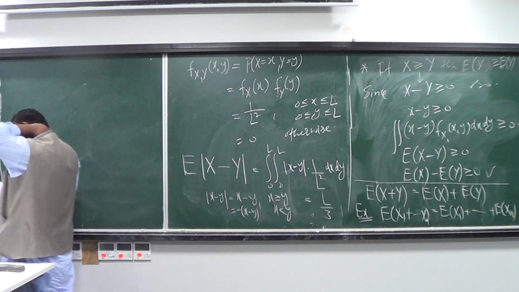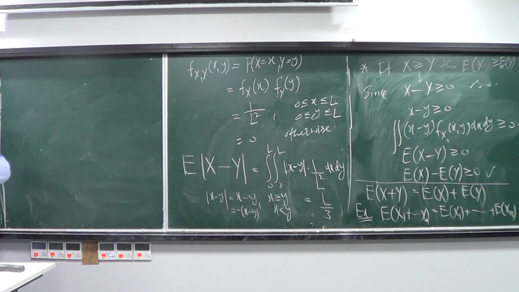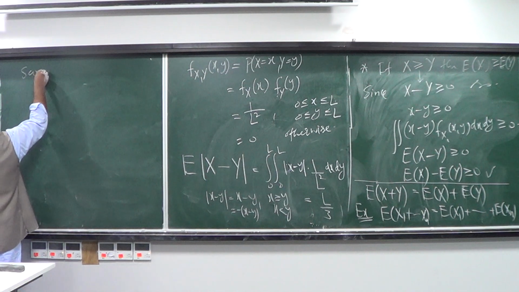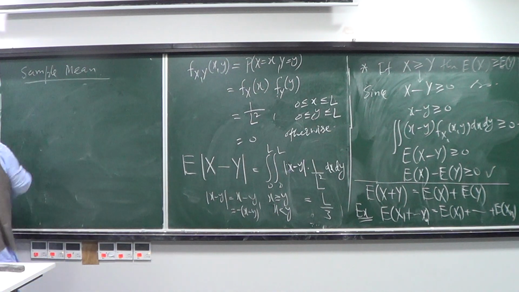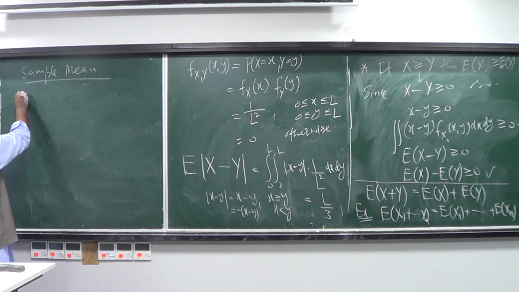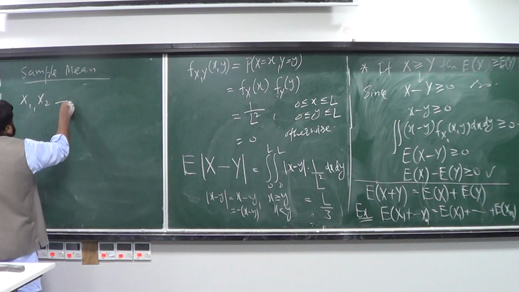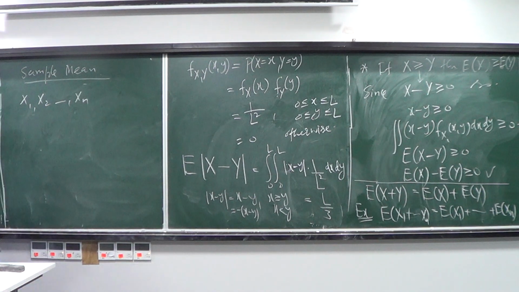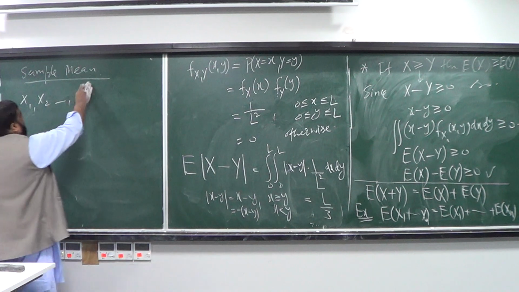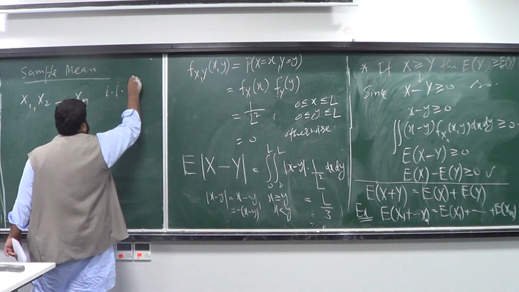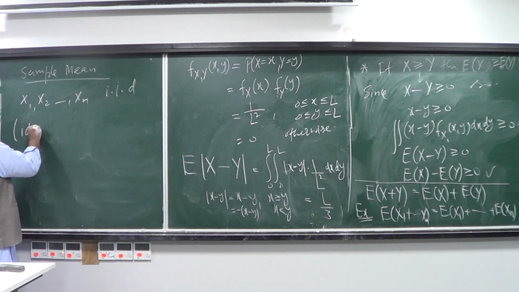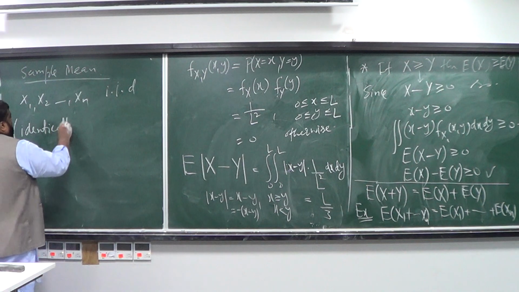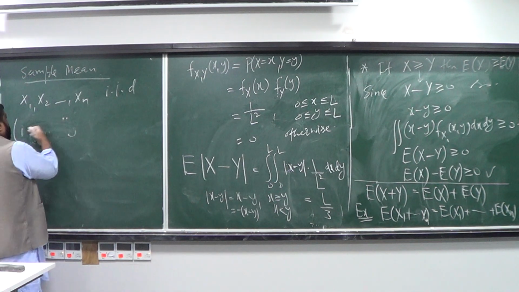So for example, let's start with the sample mean. Imagine I have x1, x2 and xn, which are some random variables. They are IID. We'll define IID. IID means they are independent and identically distributed.